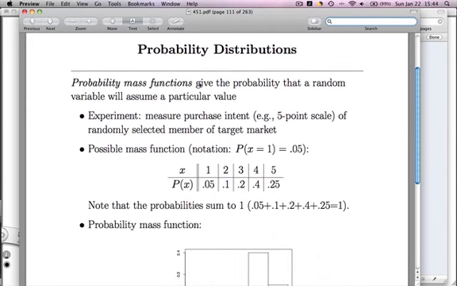Consider another example of a random variable. Suppose that I ask somebody, how likely are you to buy this product? So I expose them to a product, and I say, rate on a 5-point scale your intentions to buy this product. So, purchase intent. Now, back in Chapter 3, what we would have done is formed relative frequency estimates of such a random variable. We would have gone and asked, say, 100 people, how likely are you to buy this product?